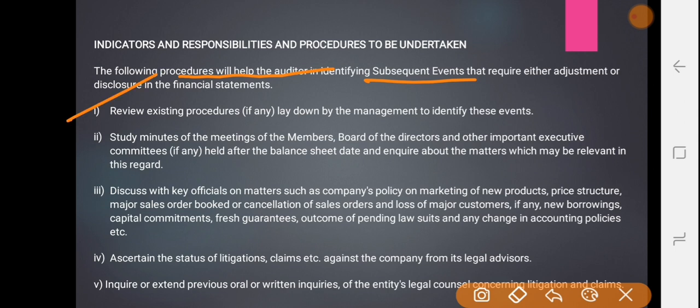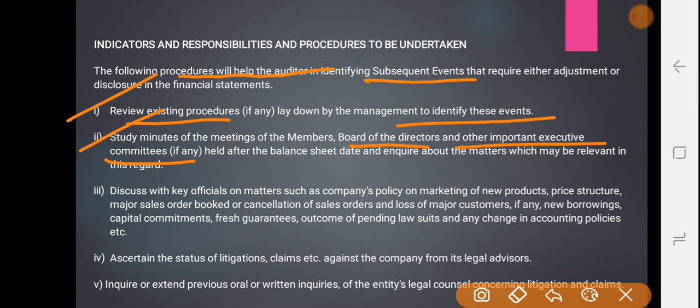The first one is reviewing the existing procedures laid down by the management to identify these events. So here they have to review the existing procedures so that they get to know if there is any subsequent event with respect to that particular item. Then we have studying the minutes of meetings of the members, board of directors and other important executive committees. If they study all these things, they'll get to know if there is any subsequent event associated with this or not.